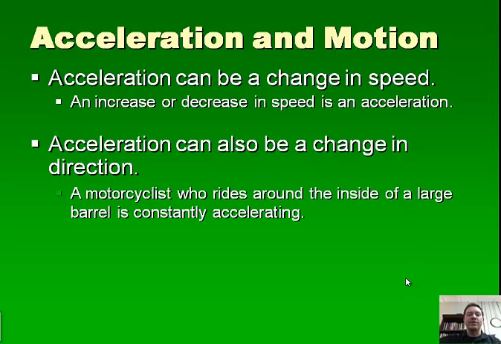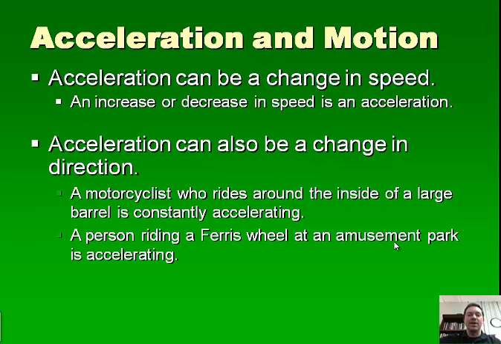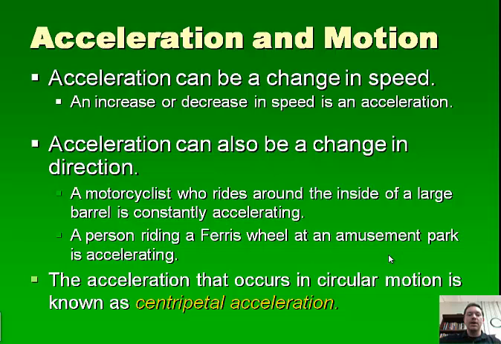So a motorcyclist who rides around the inside of a large barrel is constantly accelerating. So we've got the motorcycle going around in circles. A person riding on a Ferris wheel at an amusement park is also accelerating because direction is changing. The acceleration of these circular paths, because they're in circular motion, is known as centripetal acceleration.